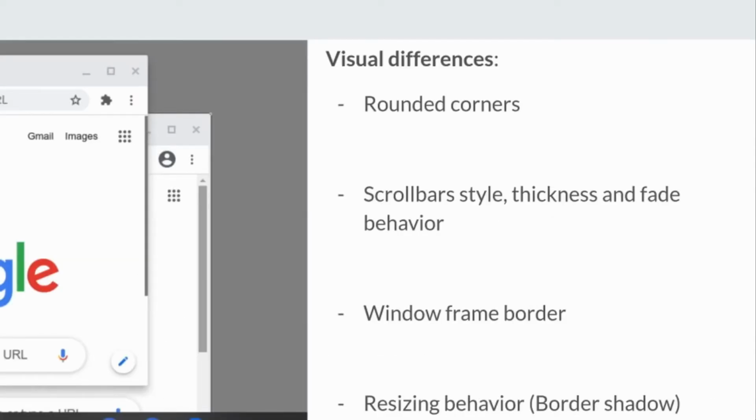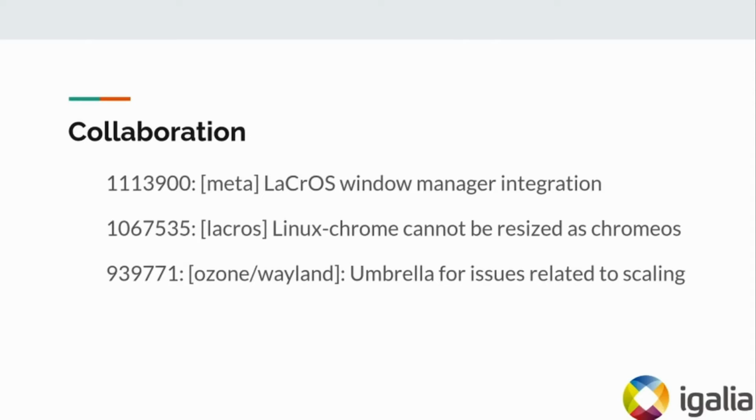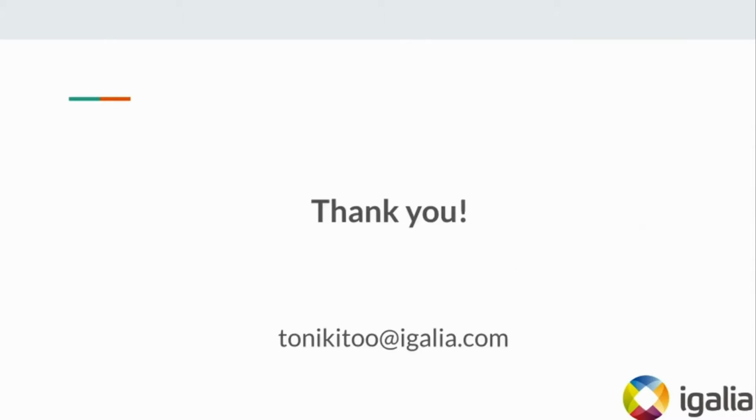By analyzing more closely the LaCros Chrome and Ash Chrome web browser windows, we can see visual differences, including the rounded corners, scroll bar style, thickness and fade behavior, as well as the window frame border and the resizing behavior. Igalia collaborates on these projects to make these visual differences, among other tasks, go away. To learn more about it, do not hesitate to reach out to toniquito@igalia.com. Thank you.